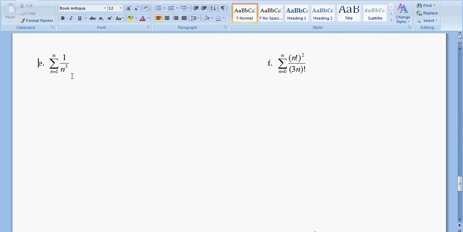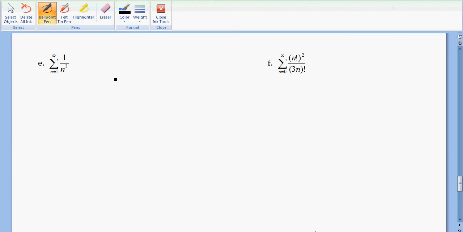When you look at the next example, what do you think about this when you think about trying to do this problem? Hopefully you say that's a p-series and p is greater than 1, so it converges. And you could happily move on with life.